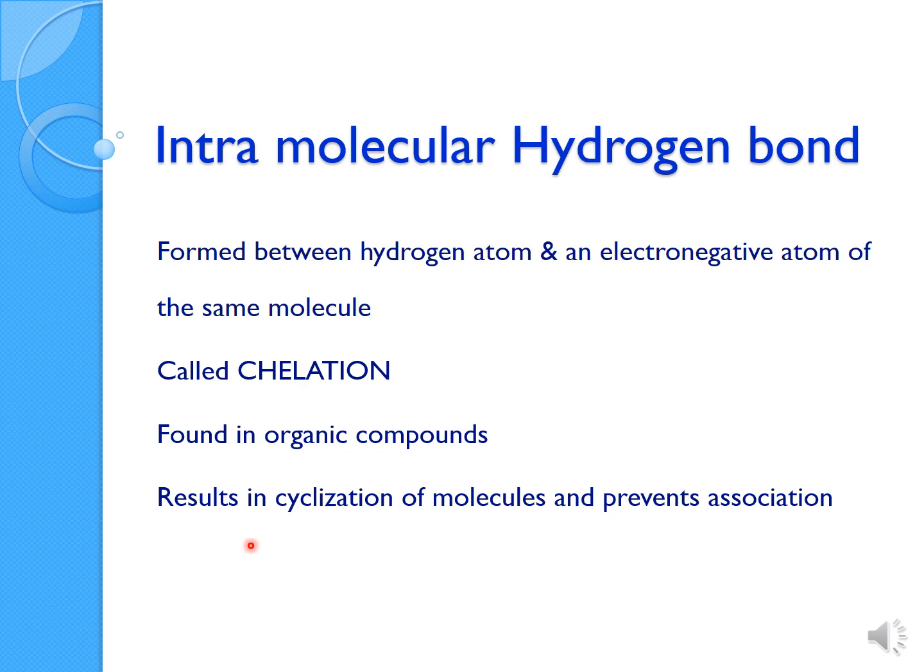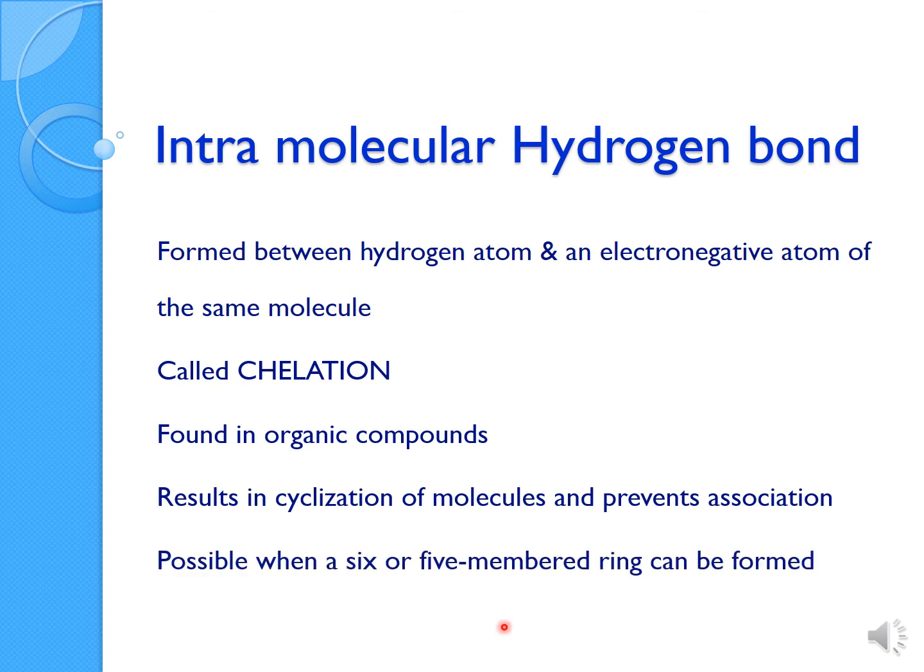Also, this intramolecular hydrogen bonding results in cyclization because it is formed between a hydrogen atom and the electronegative atom of the same molecule. So the molecule will cyclize itself. And if this happens, it will prevent association with other molecules because a hydrogen bond is formed within the molecule itself. So it cannot form another hydrogen bond with another molecule, meaning it cannot form any intermolecular hydrogen bond.